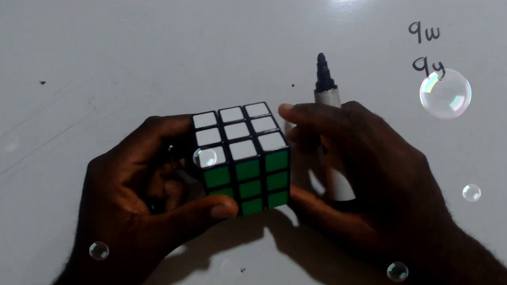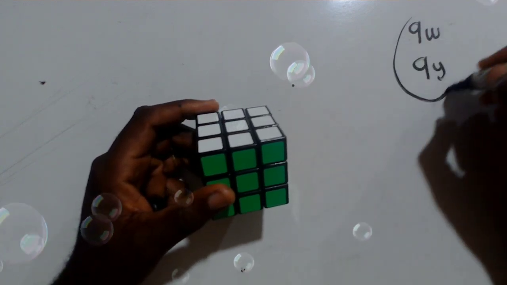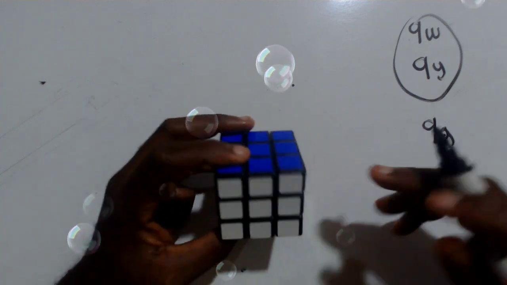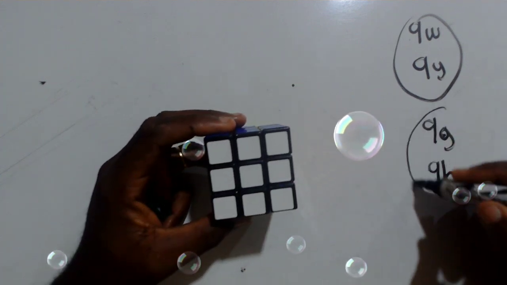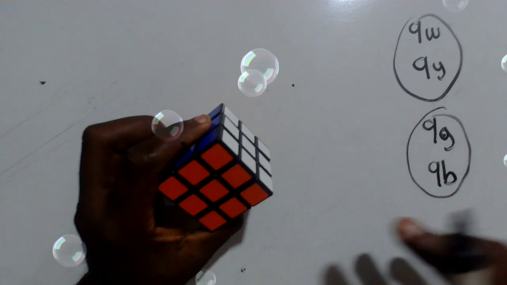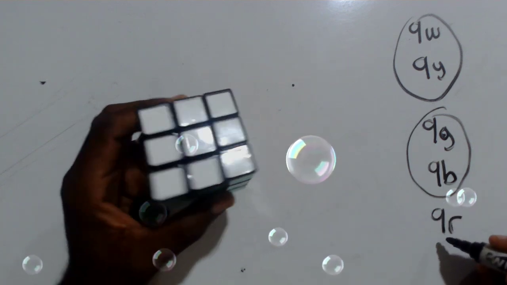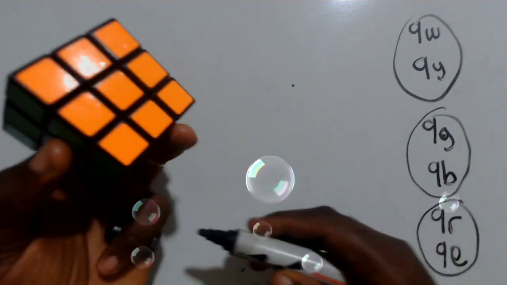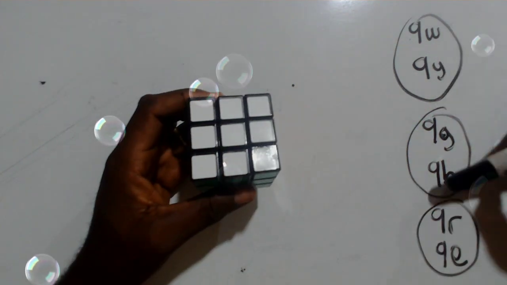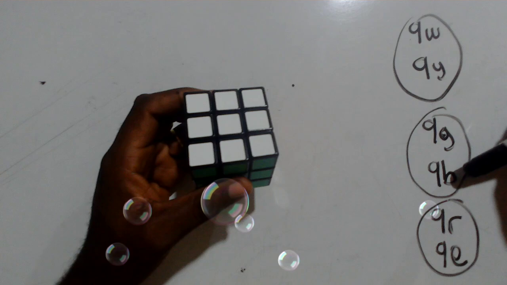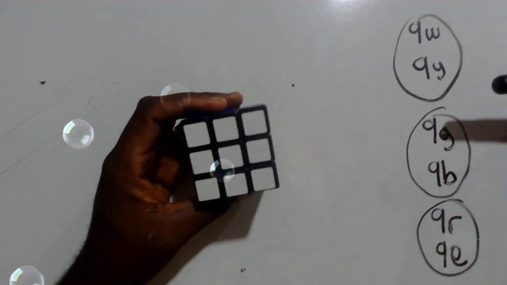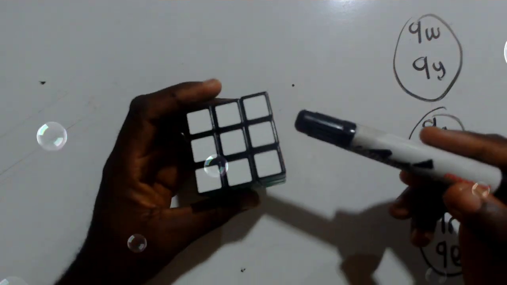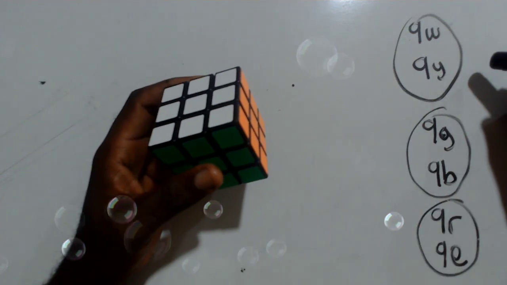We also have 9 green, and green simultaneously works with blue, 9 blue. And then we have 9 red and 9 orange. So let me use E for orange. So these are the 6 faces of this cube: the white, yellow, green, blue, red, and orange. So in essence, 9 times the number of faces will be 9 times 6. And what is 9 times 6?